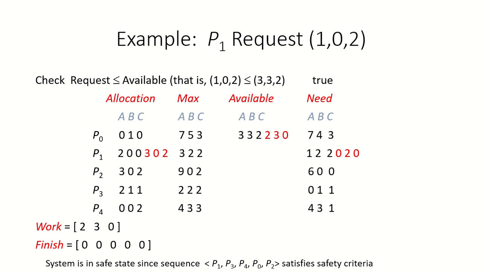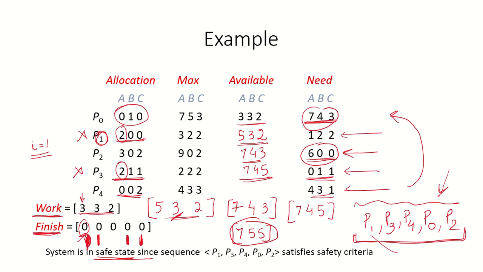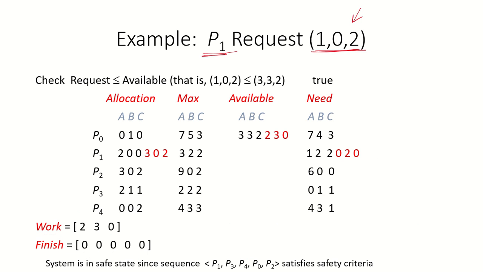Now let us see, suppose a process P1 requests, this is the request vector now, 102, and process P1 has put in this request. So first of all we have to check whether the request is less than the need. For P1, the need was 122 and it is requesting 102. That means the request is less than the need. It is not exceeding its maximum claim.